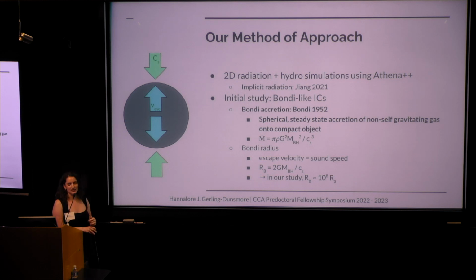1952, hence the name. And the accretion rate that you can derive from this is given up here on the slide. And from that, you can go ahead and define a characteristic Bondi radius, which is where the escape velocity of that gas is going to be balanced by the sound speed of that gas. And you can see this here. And in our study, because I know that Bondi radii are not what a lot of people are used to thinking of, for our seed, it's approximately 10 to the 8 Schwarzschild radii.